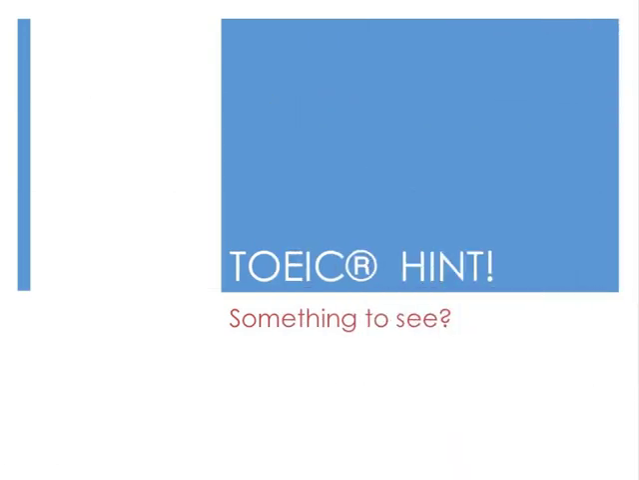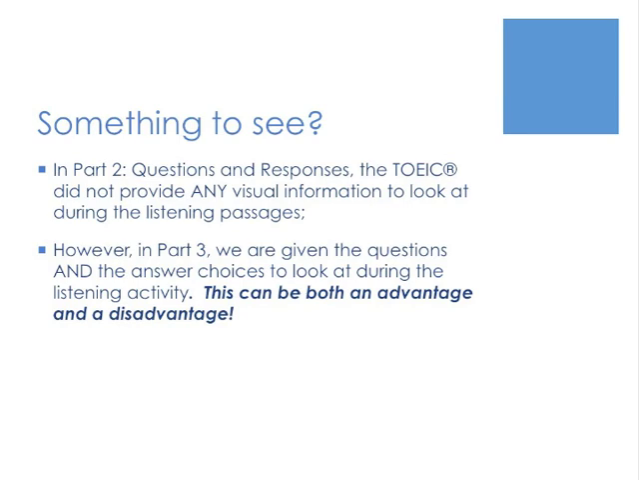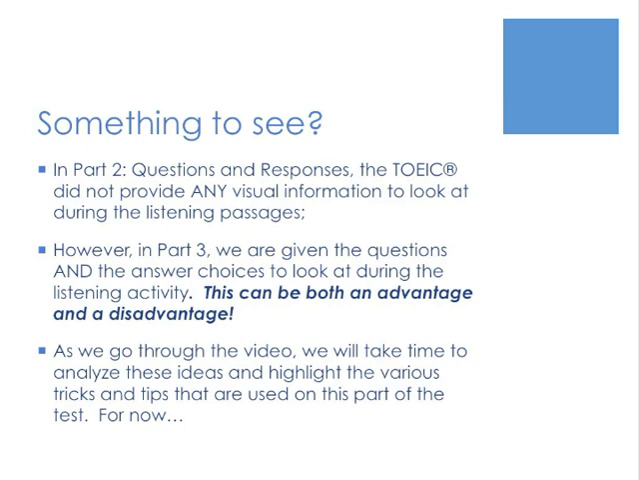Now, before we actually listen, let's talk a little bit about a hint that will be necessary. And that's the fact, of course, that we can see information on this part of the test. If you recall, in Questions and Responses, the TOEIC did not provide any visual information. But in Part 3, we are given the questions and the answer choices to look at. Now, this can be an advantage and a disadvantage, which we'll be exploring a little bit later in this video.